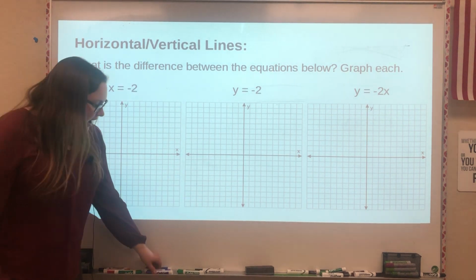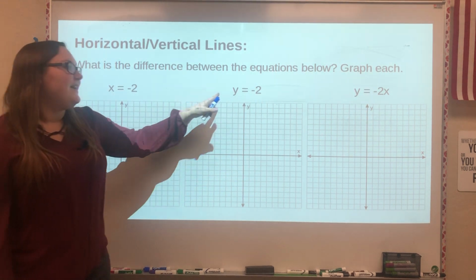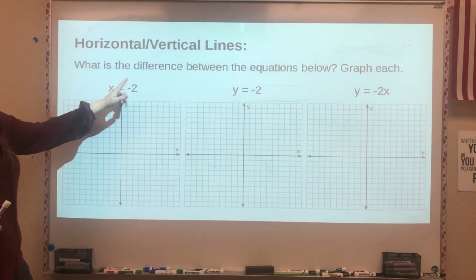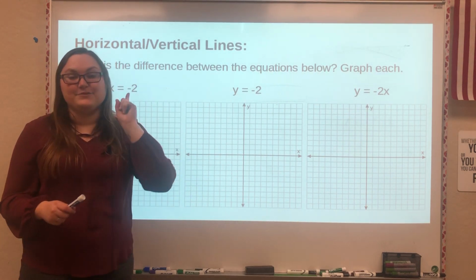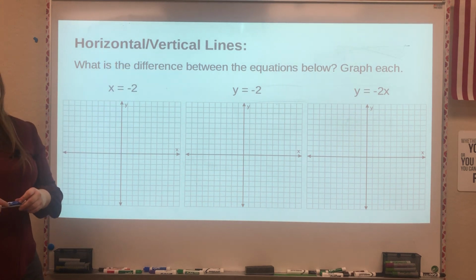I'm going to start off with these first 2 equations here. We've got x equals negative 2 and y equals negative 2. One of the biggest differences between these and all the other linear equations we've looked at is each of these only has one variable, which is a sign that it's going to be a horizontal or vertical line.